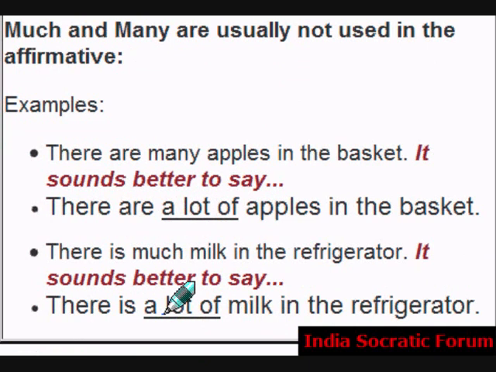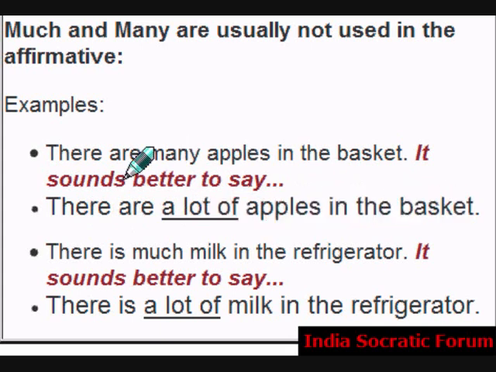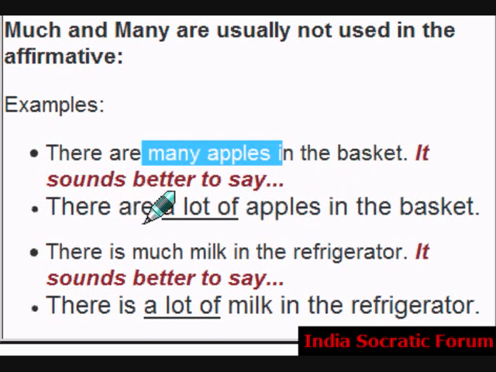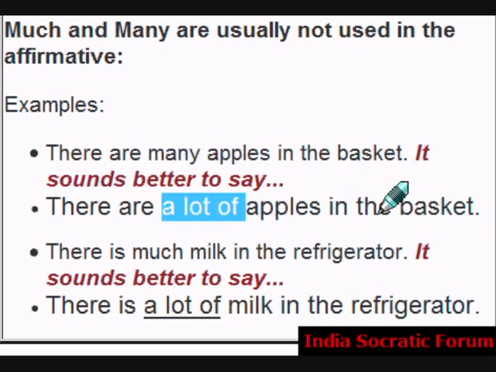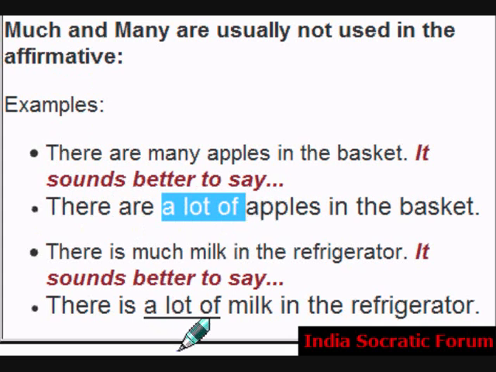Affirmative means positive context. There are many apples in the basket. It sounds better to say there are a lot of apples in the basket. Which one sounds good? We won't use many apples in the basket. We use a lot of apples in the basket. So that sounds better. So many we mostly use in the negative context, okay? Not in the affirmative context. In the affirmative we use a lot of.